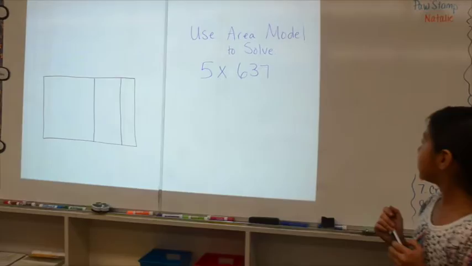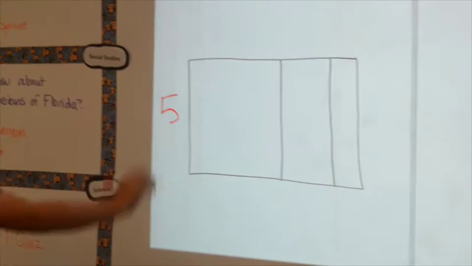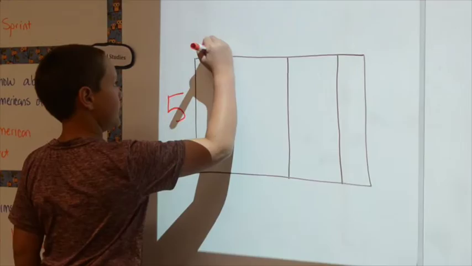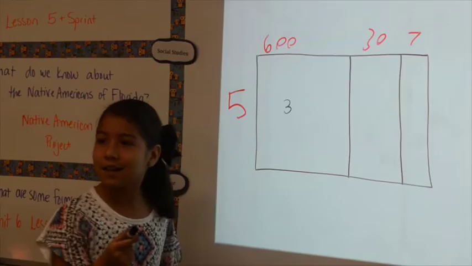Use an area model to solve 5 times 637. Okay, Jace, can you label our area model, please? Since we're doing 5 times, we're going to put our 5 here on the side. And our 637, we're going to label in expanded form: 600, 30, and 7. Good. Now what do you do? And now we're going to multiply. Good. 5 times 6. 6 times 5 is what? 30. Good. 30 and add your 2 zeros. Good.